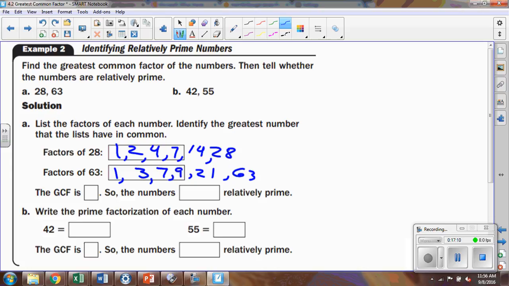What is the largest number on both lists? The largest number common to both lists. They both have a factor of 7 involved. They both have a factor of 1. But the largest common factor, the greatest common factor, is 7. Because the GCF is not 1, the numbers are not relatively prime.